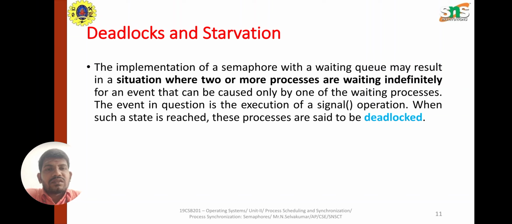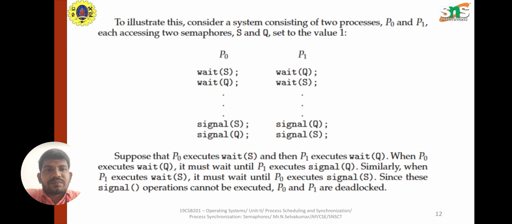Deadlock and starvation. The implementation of a semaphore with a waiting queue may result in a situation where two or more processes are waiting indefinitely for an event that can be caused only by one of the waiting processes. The event in question is the execution of a signal operation. When such a state is reached, these processes are said to be deadlocked.